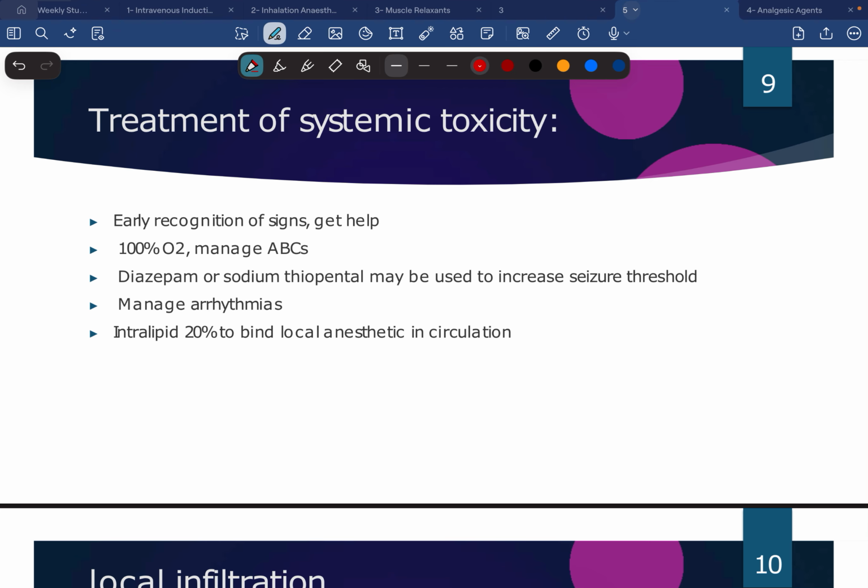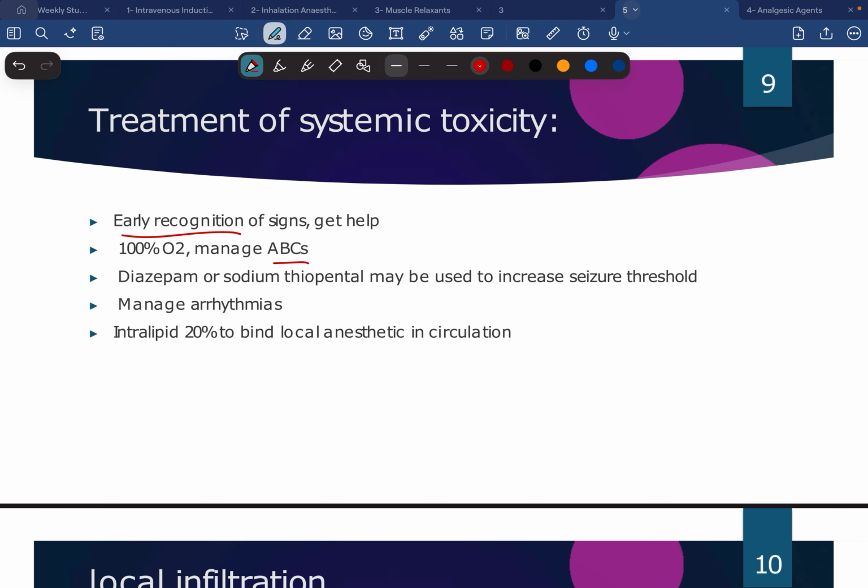Treatment: early recognition, call for help, ABCs, as in any other emergency. And then it depends on your symptoms. If there are seizures, give diazepam or sodium thiopental. If there are arrhythmias, manage them as well. And sometimes the arrhythmias can progress into a cardiac arrest. You have to expect that, or work against it at least.